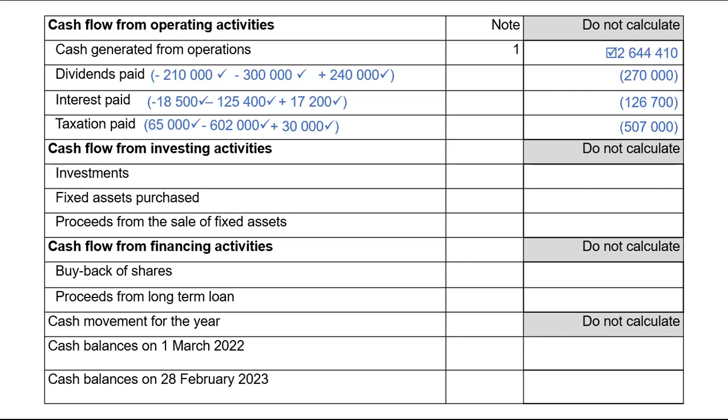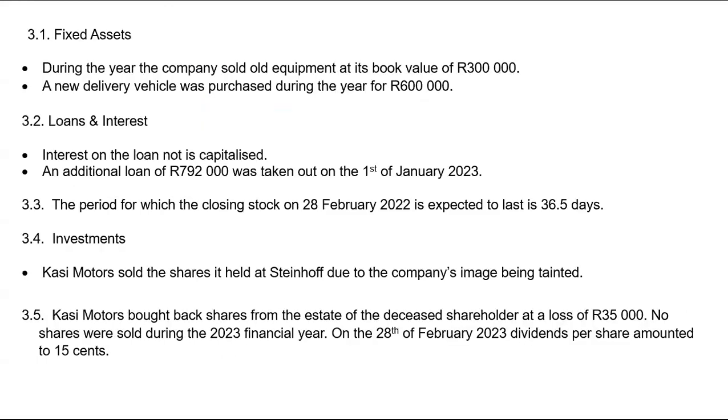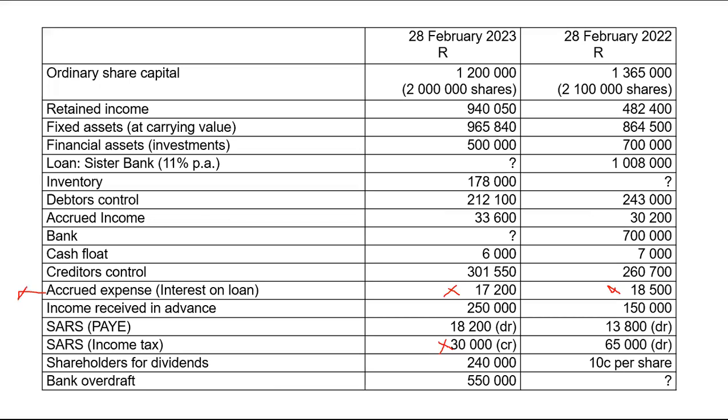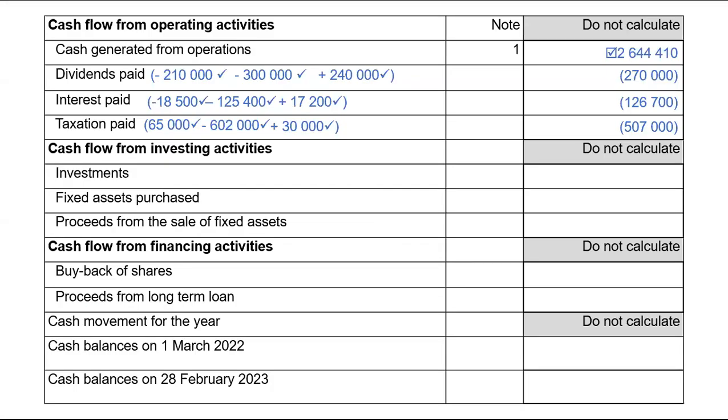For investment, what did they say about investment? I think they said we reduced our investment at Steinhoff. So you'll just look at your financial assets, which was 700,000. This year it is 500,000. So it went down. It means we got the money, which is a cash inflow, and that will be written as proceeds from investment of 200,000. Tangible assets purchased was 600,000. Proceeds from the sale of tangible assets was 300,000. I spoke about this one earlier on.